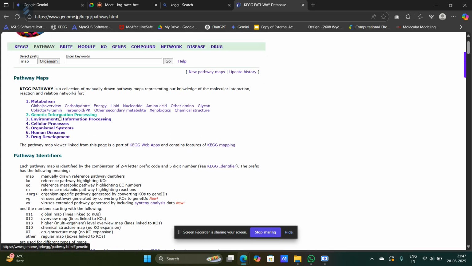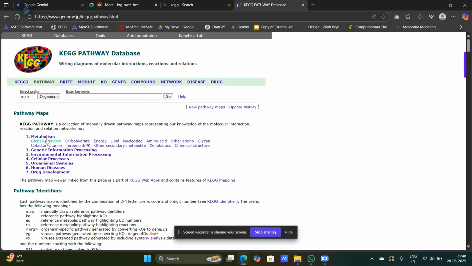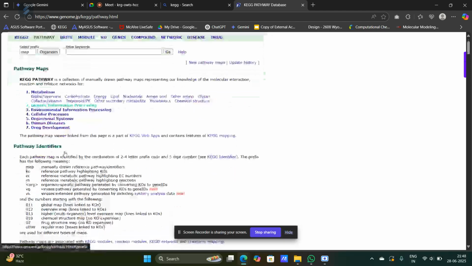And the second one is genetic information processing. For example, pathways that are involved in transcription or anything related to gene processing, and also cellular processes, organismal systems, and human diseases. For example, there might be a disease which affects a particular system in our body, and it affects a particular pathway. And also drug development. It is a collection of different pathways which fall under these seven broad categories.